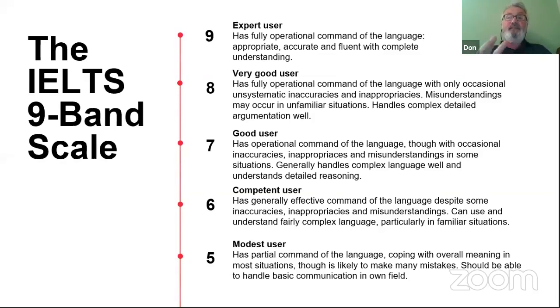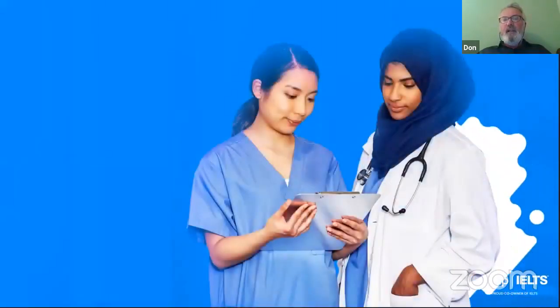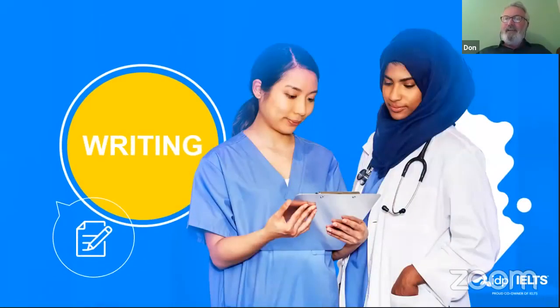We have assessment criteria for speaking and writing on our website, IELTS.com, and you can have a look in more detail at what a band 5 or 6 or 7 or 8 or 9 can do in those parts of the test. Let's look now at writing in a little bit more detail.